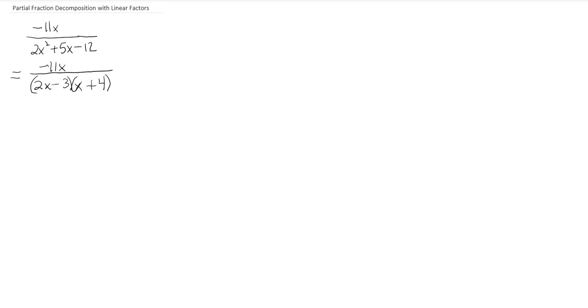Now once you have it factored, notice you have two linear factors. 2x minus 3 is linear with multiplicity of 1, and x plus 4 is linear with multiplicity of 1. So what does that mean? Let's go off to the side here, and let's rewrite the rational function with its factors.